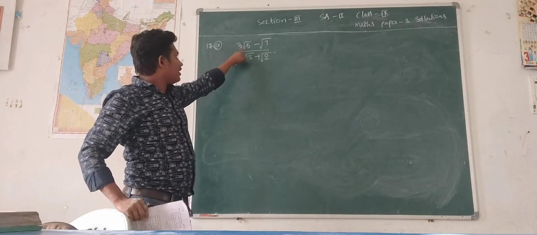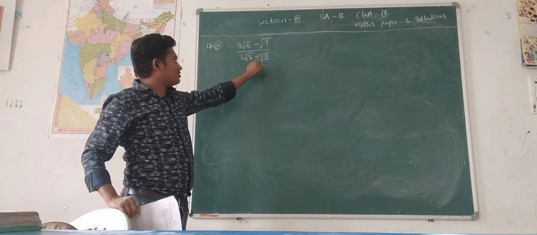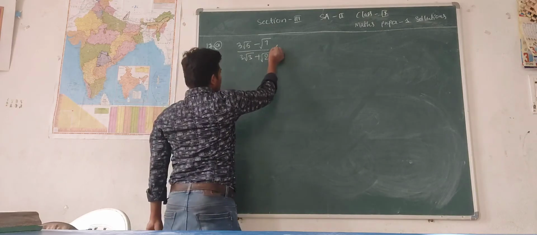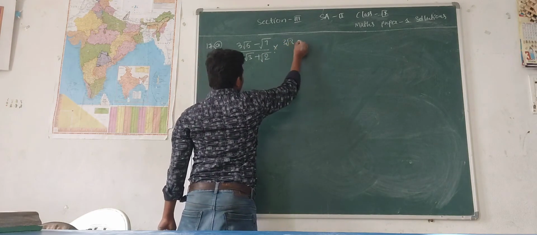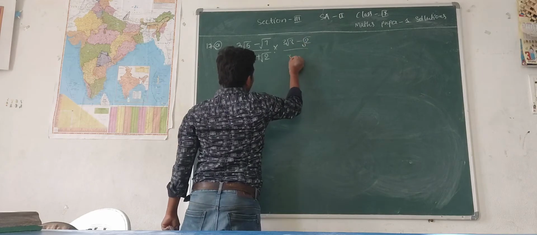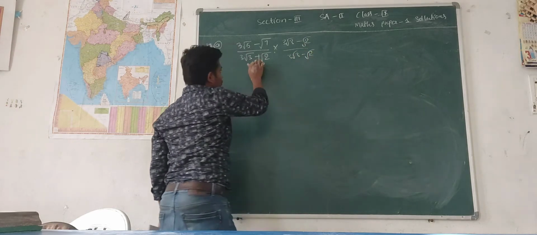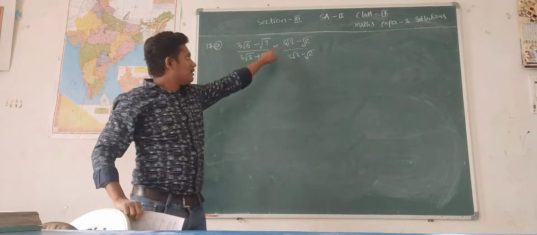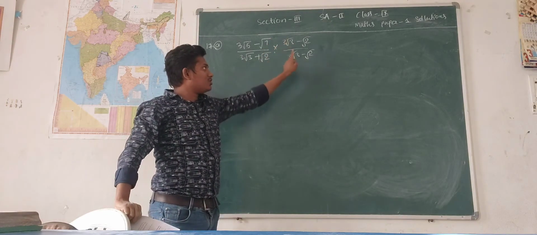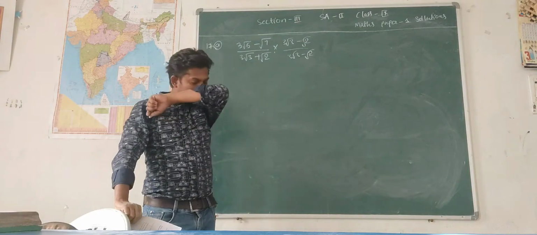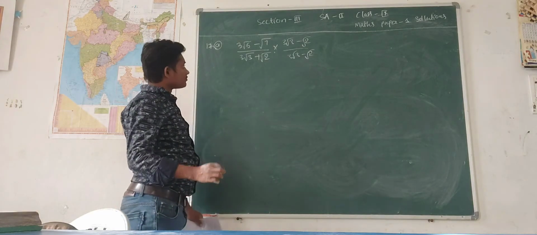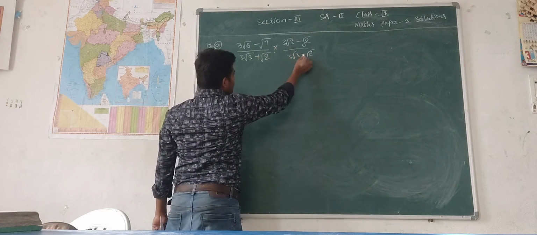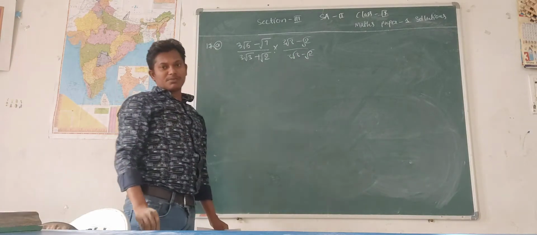How are we rationalizing the denominator? The denominator is 3√3 + √2, so we have to take its conjugate with minus: 3√3 − √2. Multiply numerator and denominator by (3√3 − √2)/(3√3 − √2). Then next, this step is important. Now observe, the denominator is in the form of (a + b)(a − b).